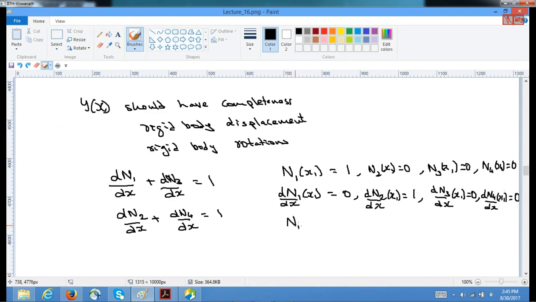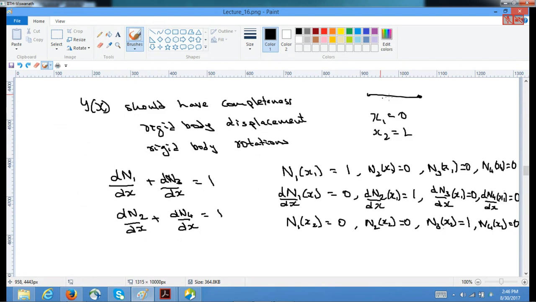Similarly at the other node, N1 evaluated at x2 is 0, N2 is 0, N3 evaluated at x2 is 1, and N4 evaluated at x2 is equal to 0. Here x1 represents x equal to 0, this is node 1, node 2, or I call them i and j sometimes. So this is the zero length, x is measured from this side, and L is the length of the element.